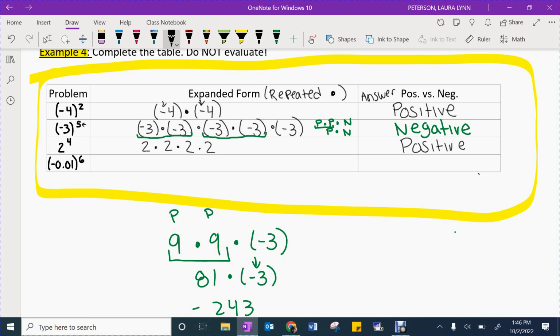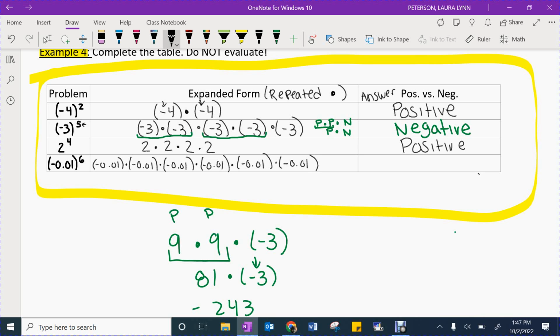Your last one, -0.01 to the 6th power. What is being repeated? It's the base, so -0.01 repeats. How many times? 6 times. I recommend you write kind of small, because that's a lot to fill in. So you have -0.01 times -0.01 times -0.01 times -0.01 times -0.01 times -0.01. I should have 6. 1, 2, 3, 4, 5, 6.